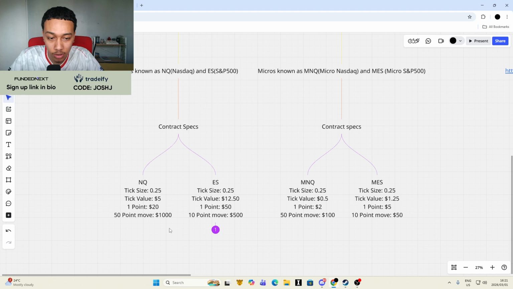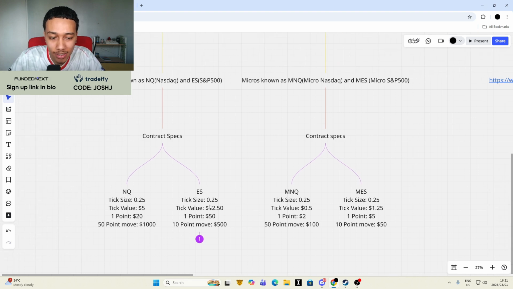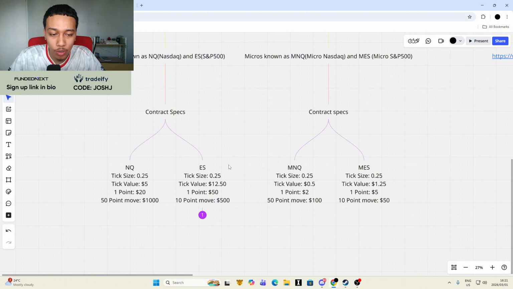On ES, the tick size is exactly the same. It's 4 ticks per point. So 4 ticks make up 1 point. The tick value is, however, $12.50 per tick. So $12.50 times 4 is $50, right? You guys get the gist. So a 10 point move or stop loss on ES would equal $500, right? $500 risk or $500 take profit, 10 points on ES.